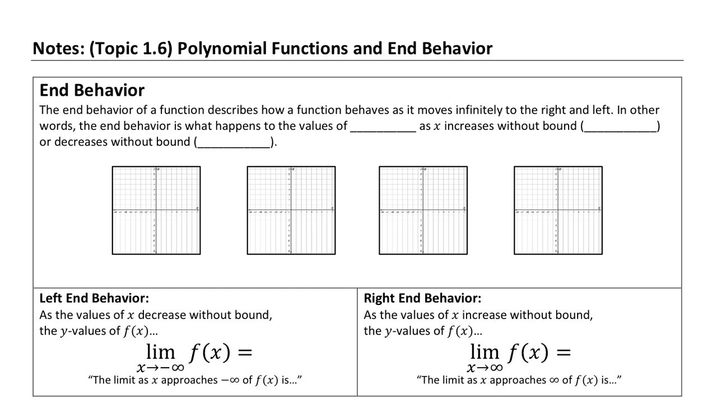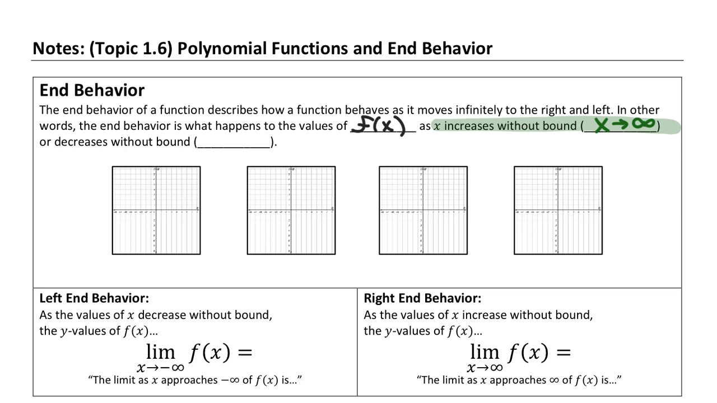end behavior is. End behavior of a function describes how the function behaves as it moves infinitely to the right and to the left. It is literally what's happening at the end of the picture that you're looking at. In other words, the end behavior is what happens to the values of the function f of x, the outputs, as x increases without bound. So, x increasing without bound means that we're looking for where x approaches positive infinity. That's what those symbols are going to mean today.